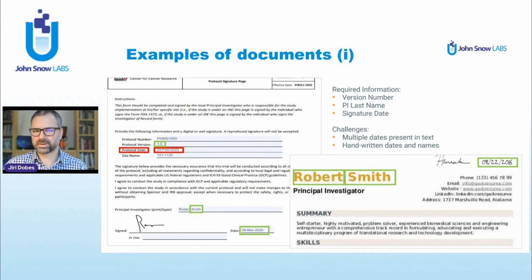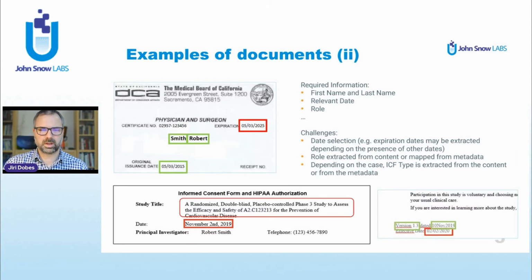This is the curriculum vitae of the principal investigator. We need to extract first name, last name, and the date is actually handwritten. So it's another challenge to understand handwritten dates. Here is the certification. For the certification, again, there are two different dates. First name, last name. And in some cases, what needs to be extracted depends on the content of the document.